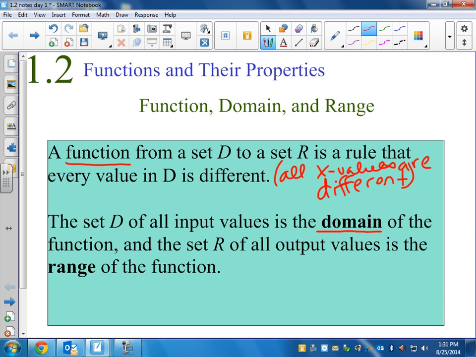Domain and range. I pray maybe that you know that domain means the x values and range means the y values. I don't even know what grade I learned domain and range. Probably like 7th grade. You learned domain and range in pre-algebra.